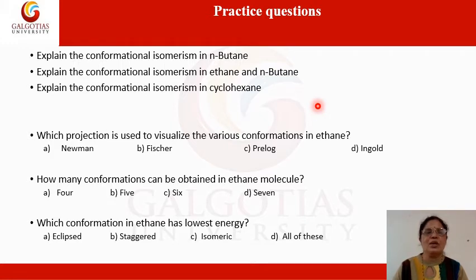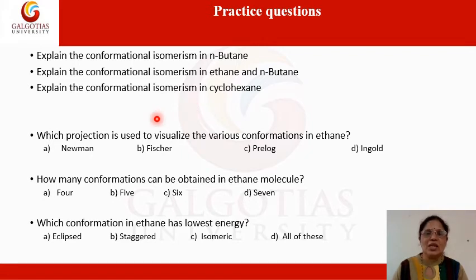Similarly, another important question which can be asked is on the conformational isomerism in cyclohexane, where we can explain all the four forms of cyclohexane which are possible. The main two forms are the chair form and the boat form, and the other two forms are the half chair form and the twisted boat form. Out of that, the boat form is the least stable, then the next one is the twisted boat form, then the half chair form, and finally the chair form is the most stable.